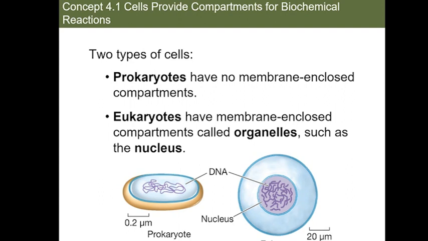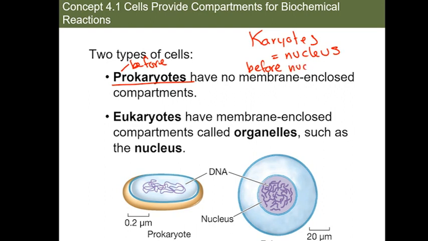So there are two types of cells. There are prokaryotes, which have no membrane enclosed compartments. Karyote equals nucleus. Pro means before. So this just means before nucleus. Eukaryotes, EU, means true in Latin. So eukaryotes just means true nucleus.